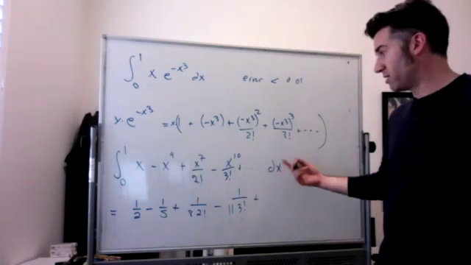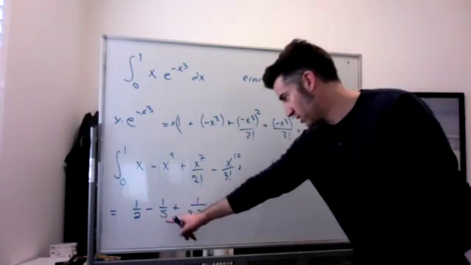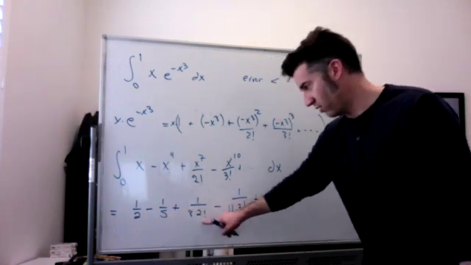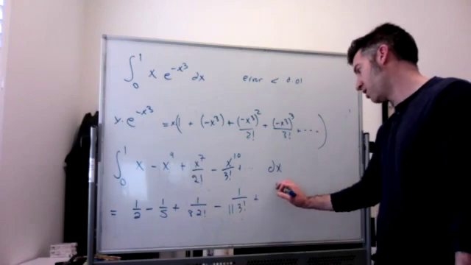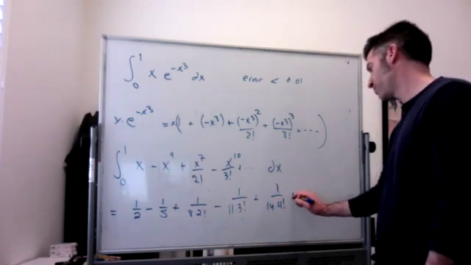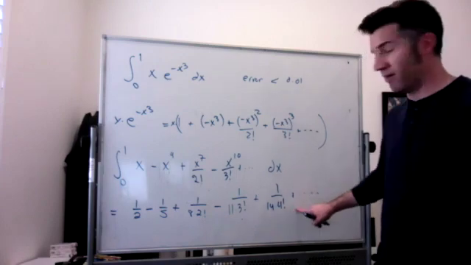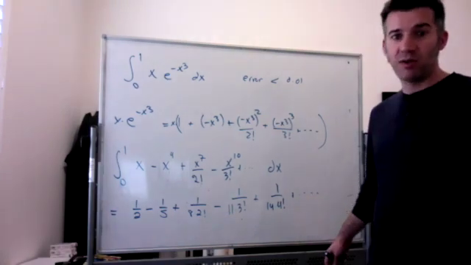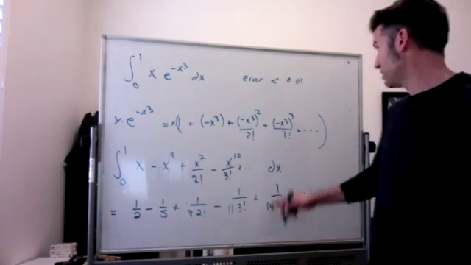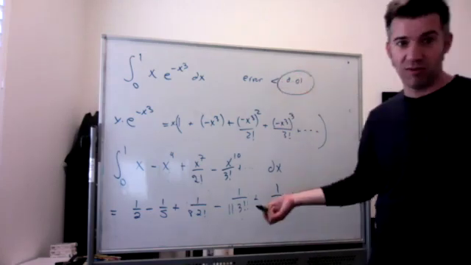And then it's just going to keep going. You're going to keep getting 5 times 1 factorial, 8 times 2 factorial, 11 times 3 factorial, 14 times 4 factorial. The next one would be 17 times 5 factorial. So the question is, when do we get to a place where the remainder is less than 0.01, or the error is less than 0.01?